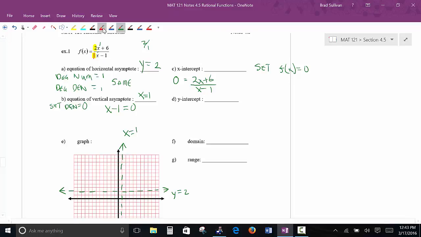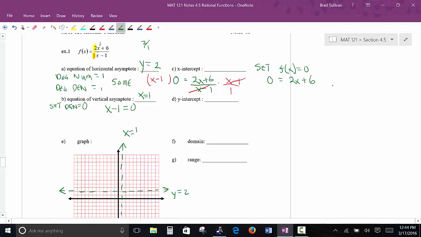Now when you solve an equation with fractions, what do you typically do? You typically get rid of the fraction, right? So if I multiply both sides of this equation by x minus 1, that wipes that out. Okay, so that's what you typically are going to do on these problems. Now the left side is going to be 0 because 0 times anything is 0. Then the right side is going to be 2x plus 6. So you solve that equation. So again, set the function to 0, solve the equation. That's how you find x-intercepts.